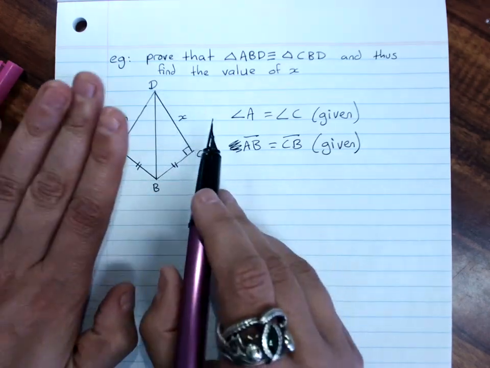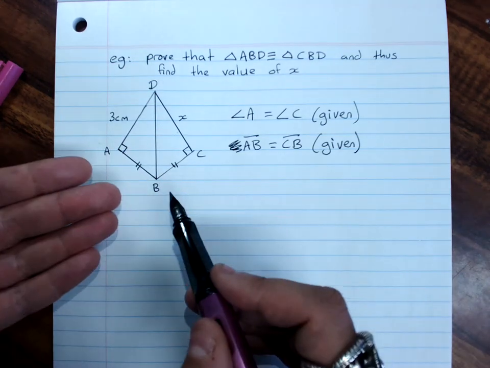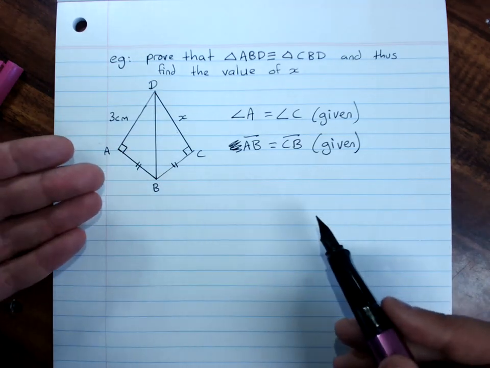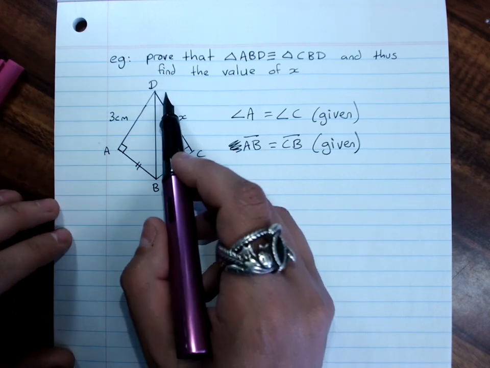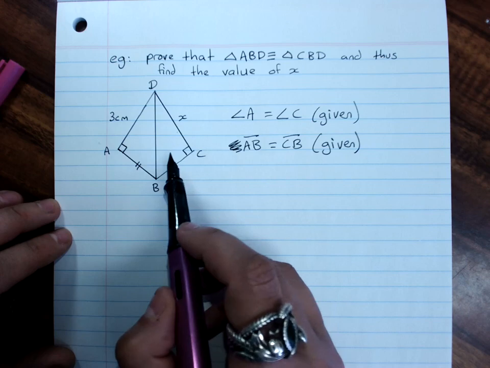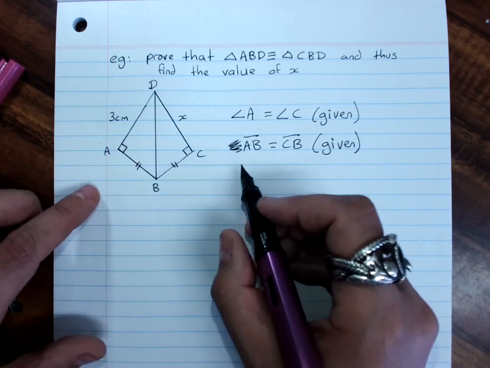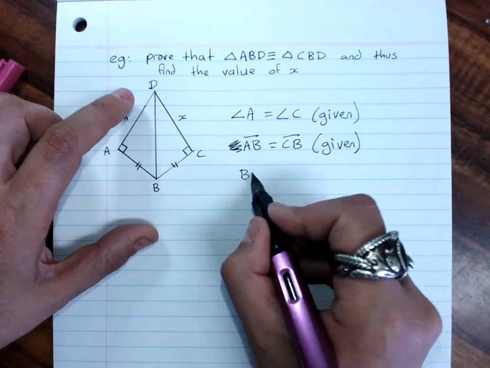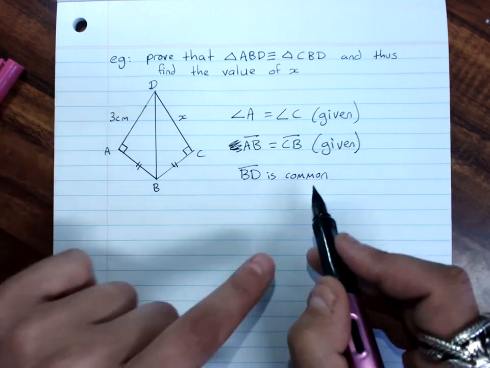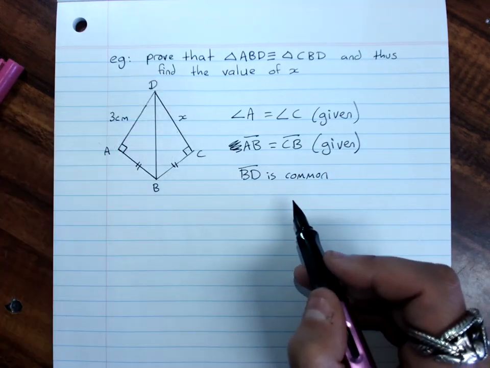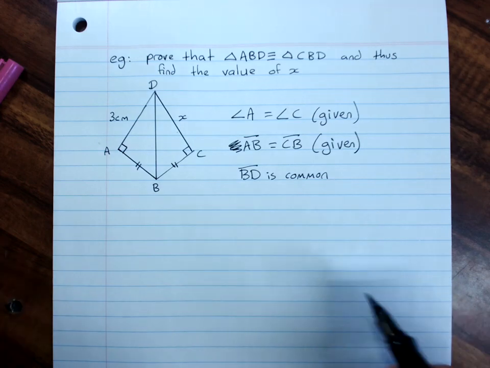This side, if I separated that out into 2 triangles, that side is the same because it's the same side. It's in common between the 2 triangles. So when you've got a side that you know is the same for each triangle because it's actually forming part of both, we say BD is common. And that's saying BD is the same in each triangle, and it counts as a corresponding side that is equal.